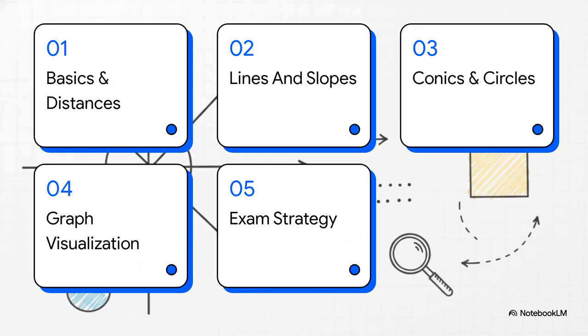All right, so here's our roadmap for this explainer. 1. Basics, points and distances. 2. Straight lines and slopes. 3. Conics, taking us all the way from circles to hyperbolas. 4. Graph visualization mastery. And finally, number 5, our ultimate JEE and WBJEE strategy.